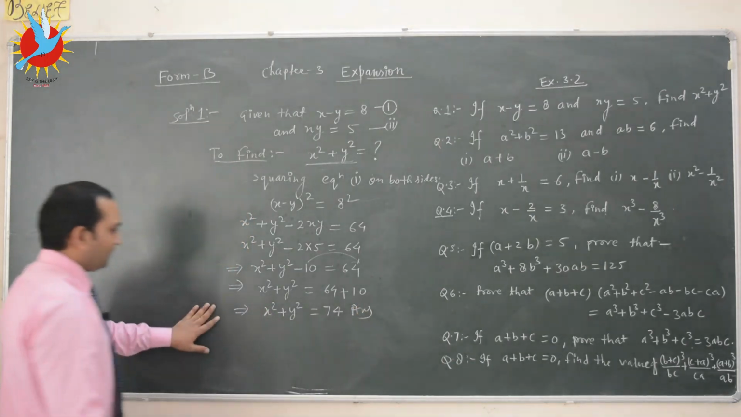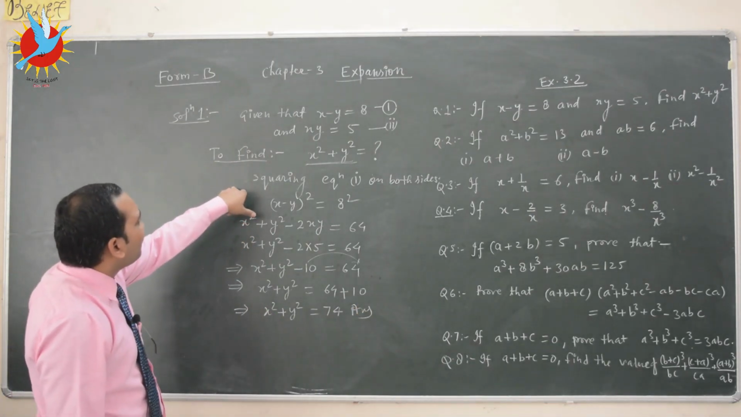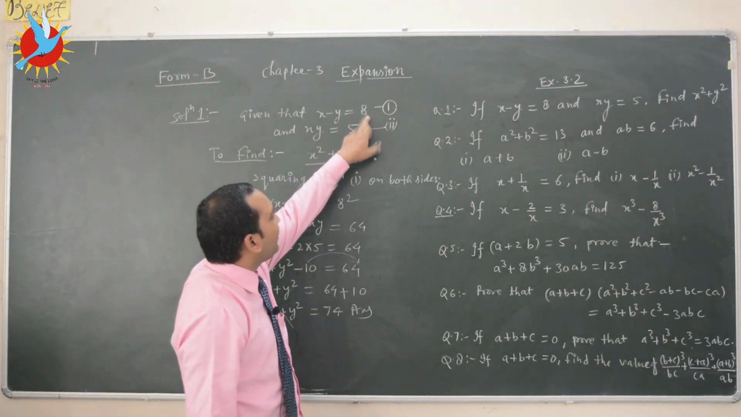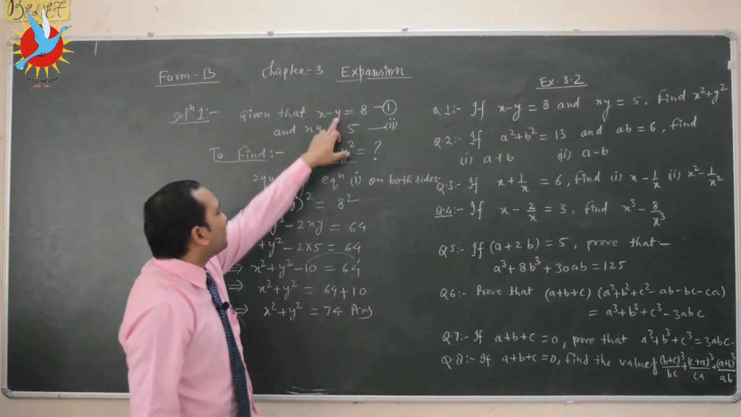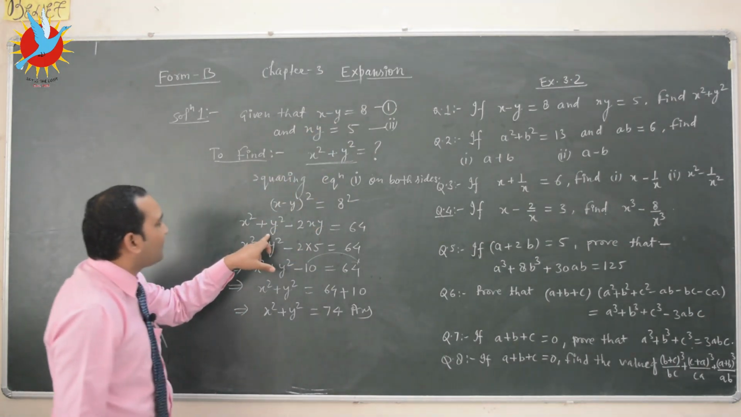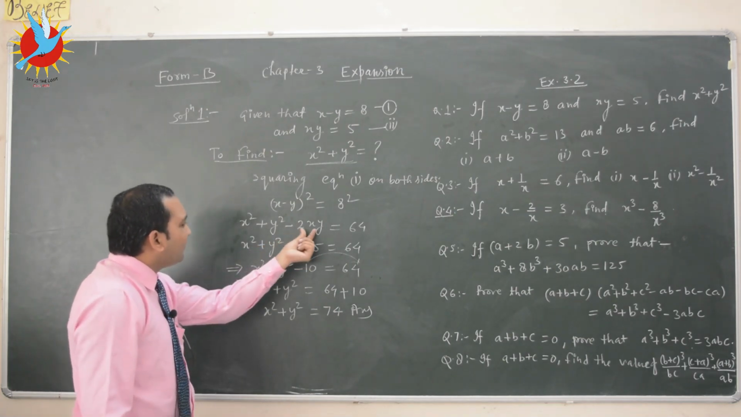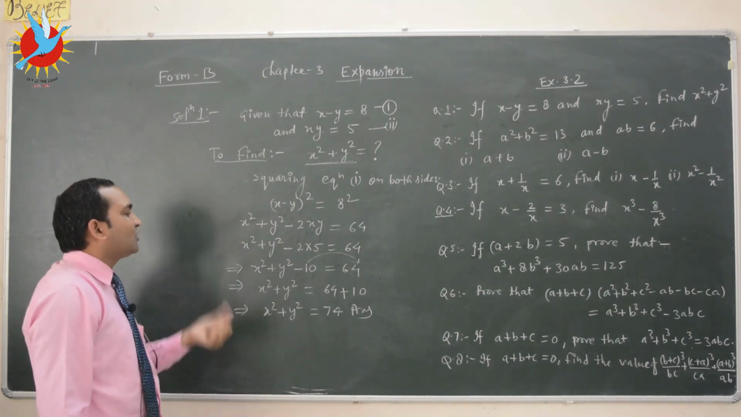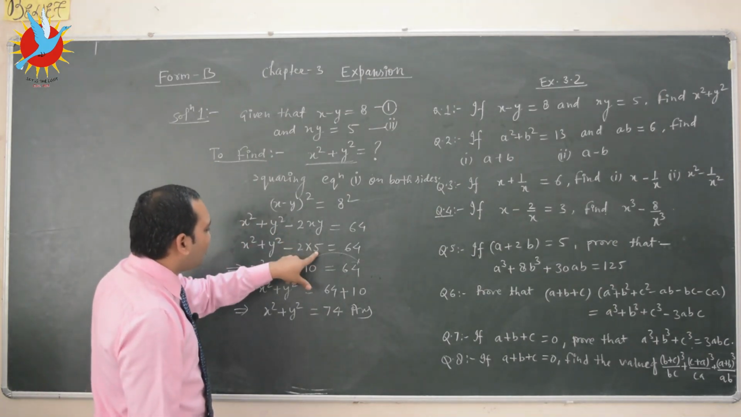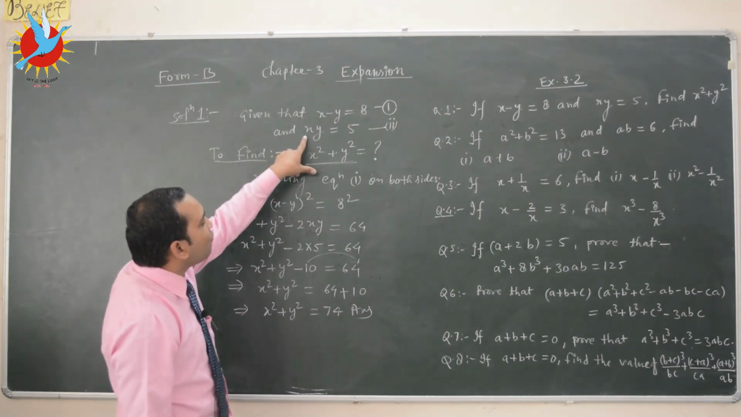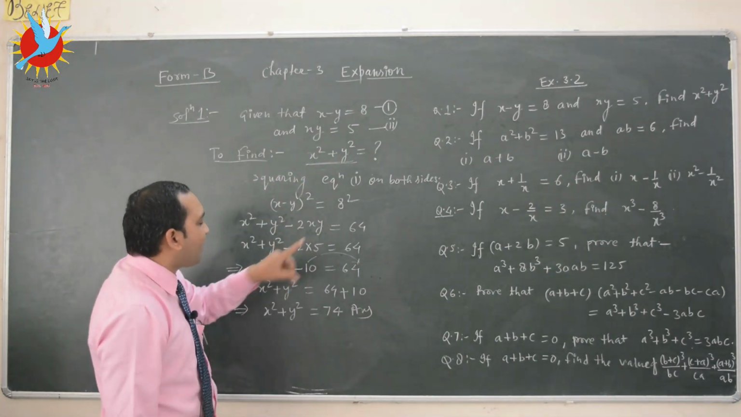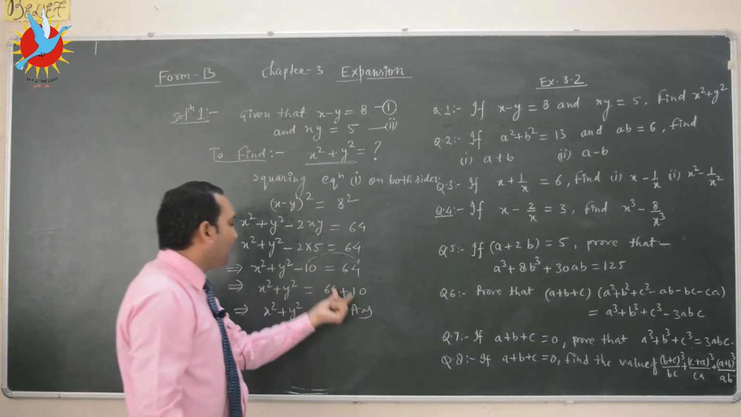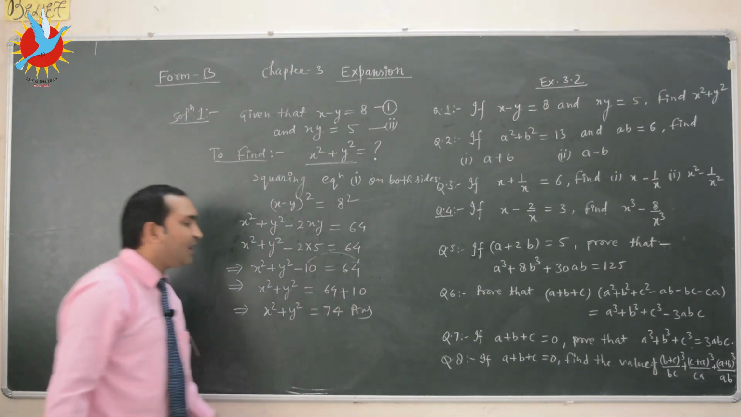So this is the answer. What did we do? We squared x minus y is equal to 8 on both sides. So x minus y whole square is equal to x square plus y square minus 2xy, where the value of xy is given. So we can easily find the value of x square plus y square, where xy is equal to 5. So 2xy means 2 into 5, and 8 square is 64. So 2 fives are 10, minus 10 will be plus 10, 64 plus 10, 74.